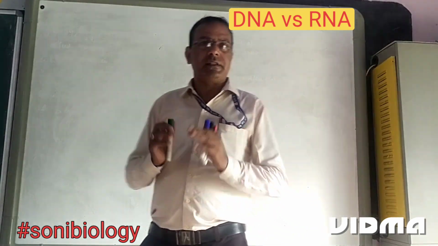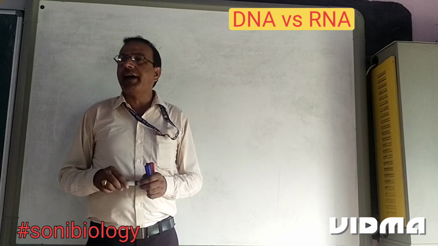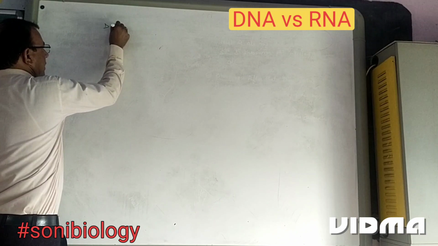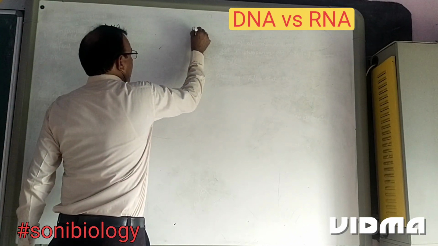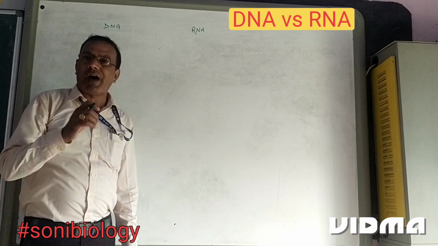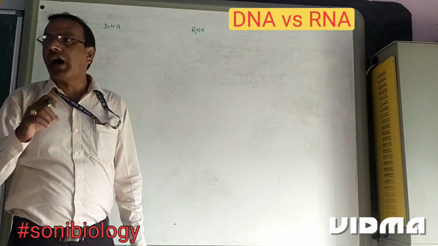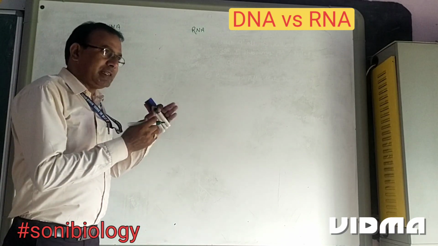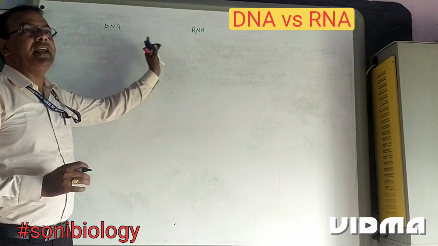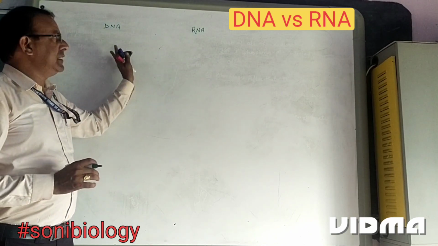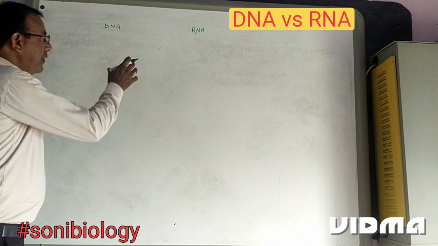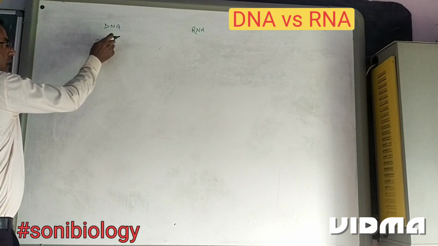It was shown that DNA is the genetic material. Now in this part we will discuss the differences between DNA and RNA, the genetic material. What are the differences between DNA and RNA? Why is DNA the genetic material and not RNA? On what basis do they differ as genetic material? As we have seen, DNA is the genetic material, as proposed by Hershey and Chase. Now we will differentiate between DNA and RNA.